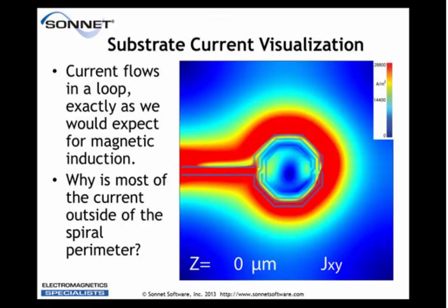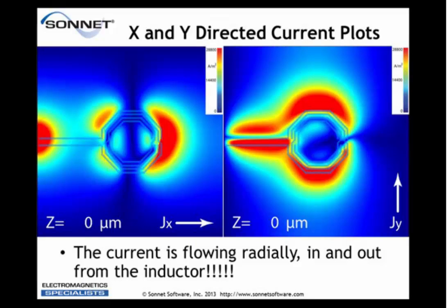I'm a little puzzled here. Let's just look at JX on the left, and we'll look at just JY on the right. JX is flowing to the right, and we have maximum JX. Wait a minute. The current is flowing away, or 180 degrees later, towards radially. It's flowing radially from the spiral inductor.